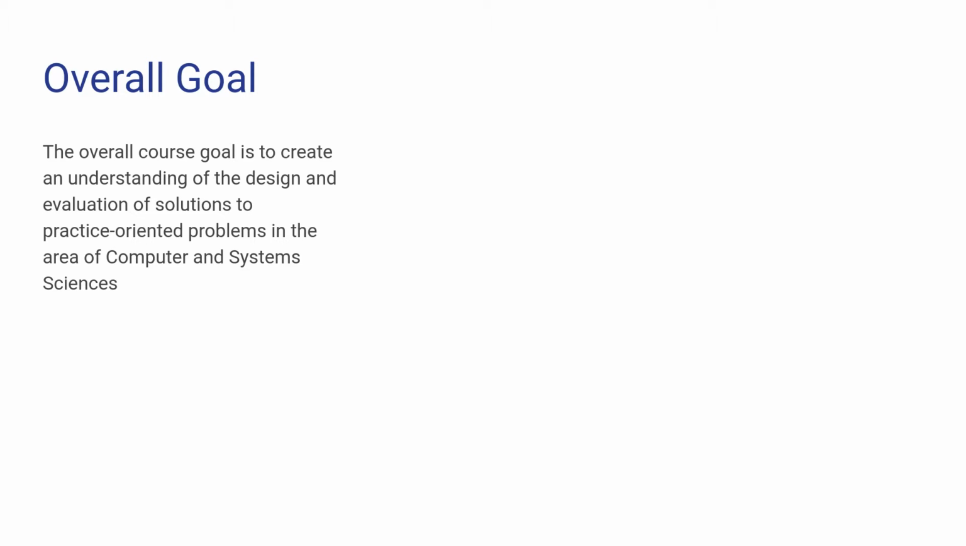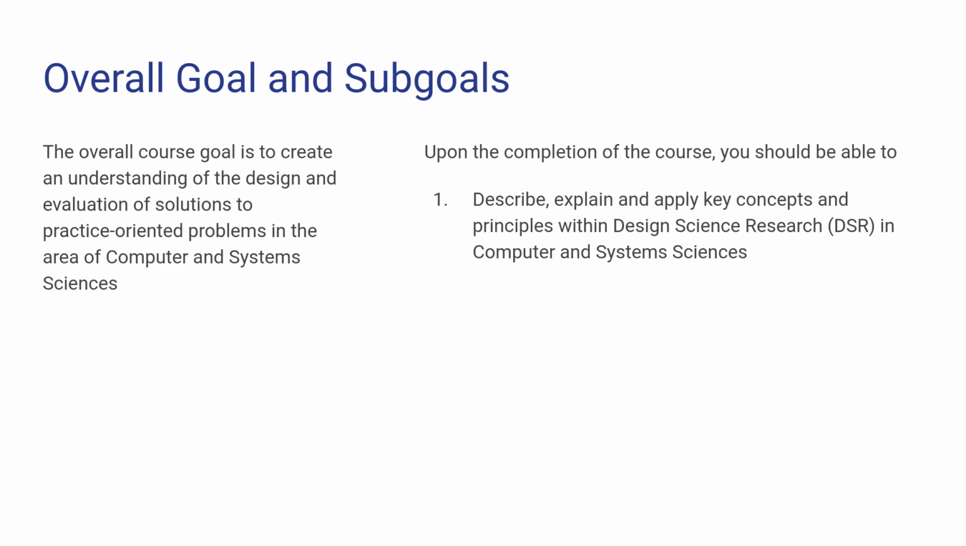The overall course goal is to create an understanding of the design and evaluation of solutions to practice-oriented problems. More precisely, this means that after the course, you should be able to describe and explain and know about key concepts and principles within design science research. This is the very basic stuff.